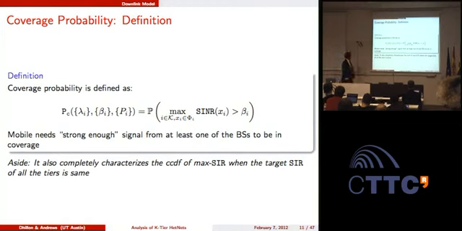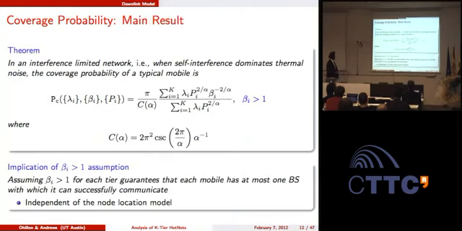And if you just noticed, it is not just coverage. It also completely characterizes the CCDF of max SIR when you assume all these target SIRs to be the same. This is just a CCDF, so this is quite fundamental in this sense. So we have the first main result, which is the coverage probability in this kind of network.